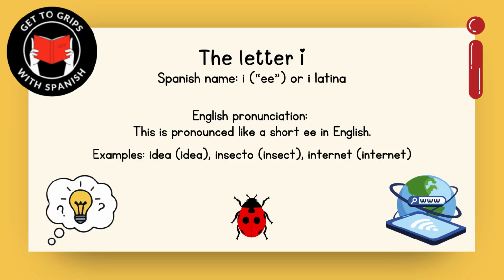The letter I is called I, or sometimes I Latina. The English pronunciation is like a short double E in English. So examples are idea, meaning idea, insecto, meaning insect, and internet, meaning internet. So the letter I is like a short double E in English, idea, insecto, internet. And in Spanish it is I or I Latina.